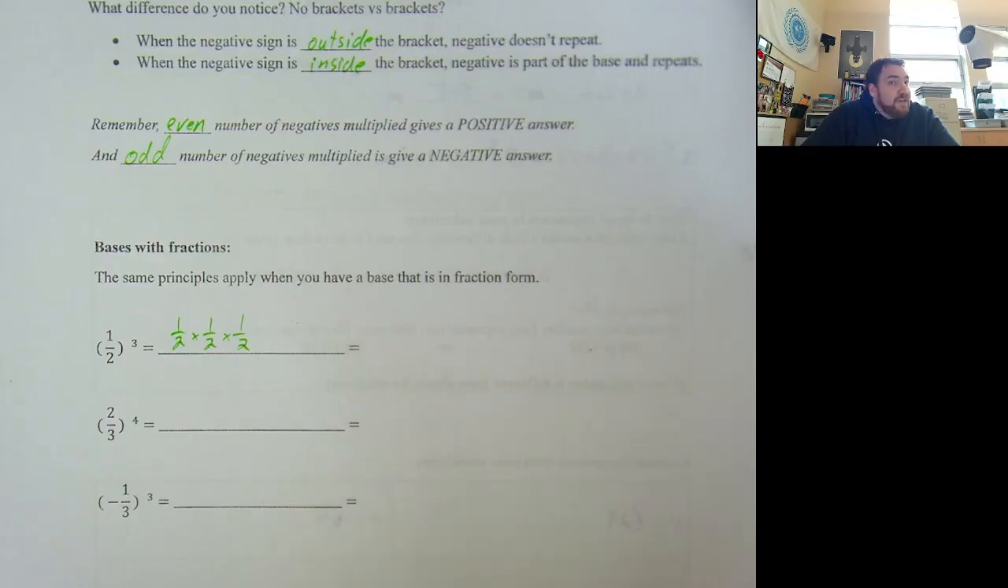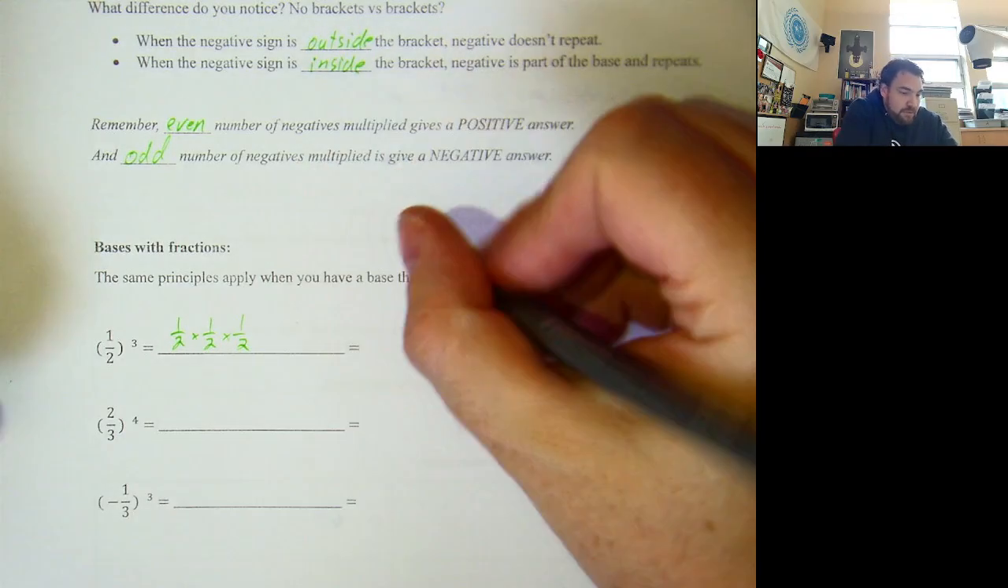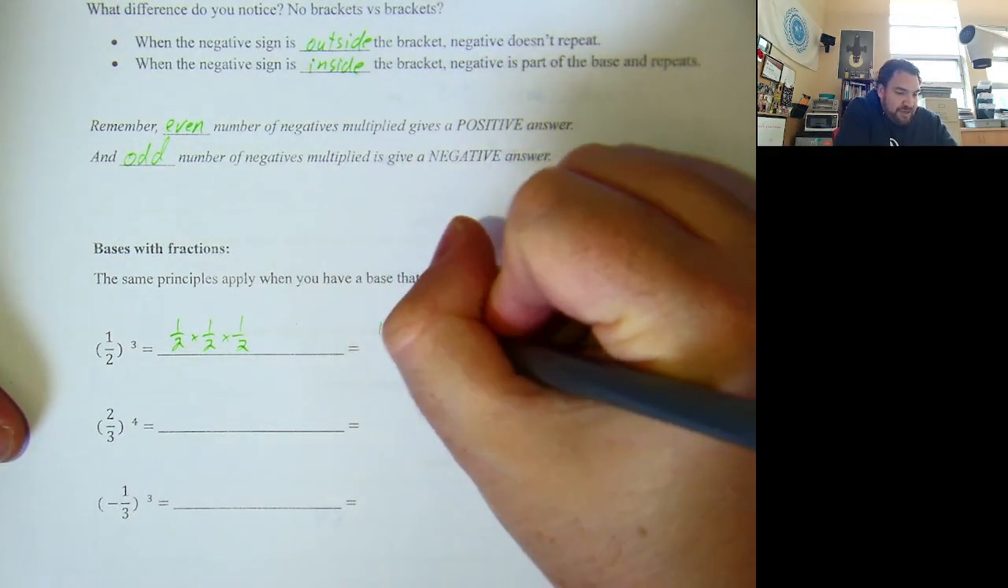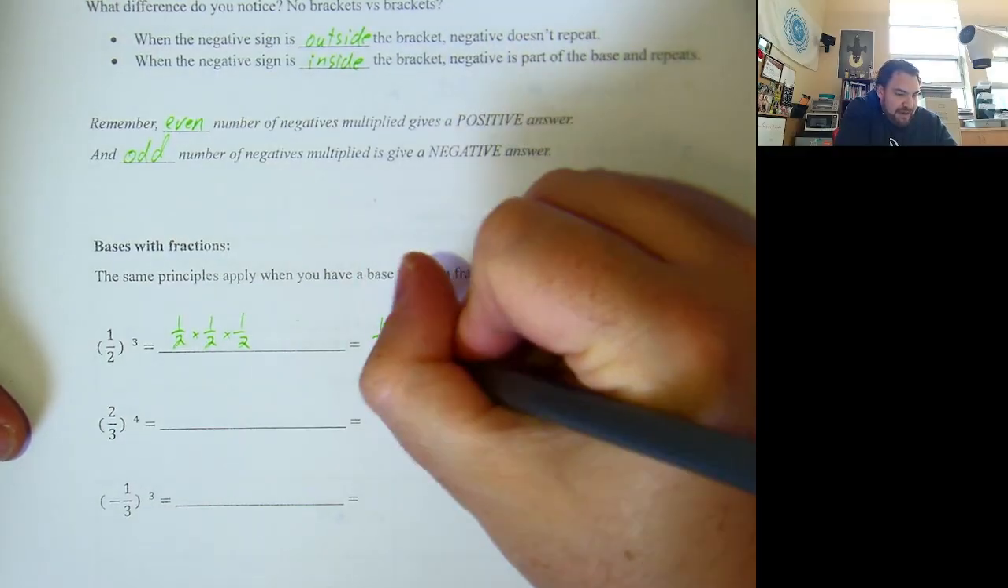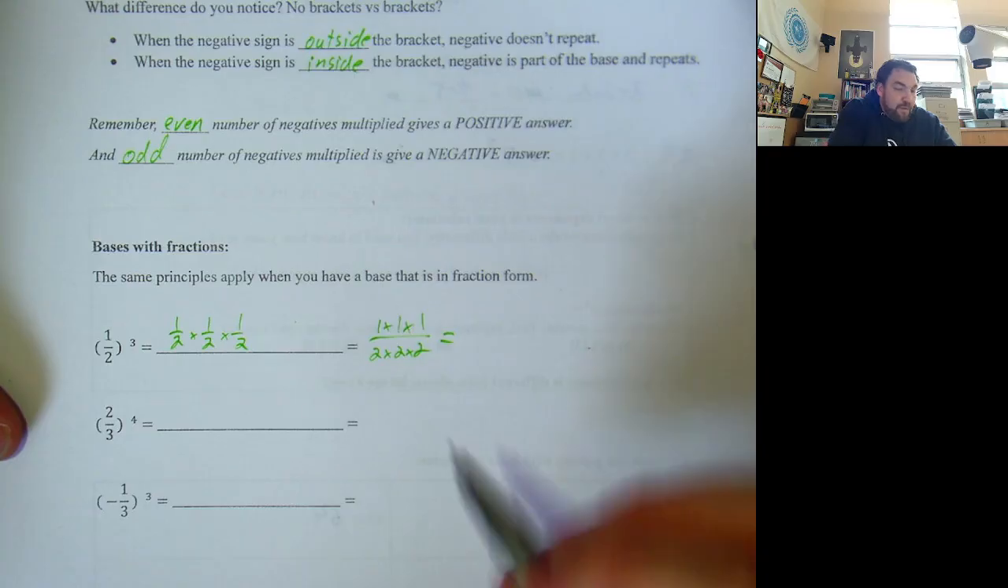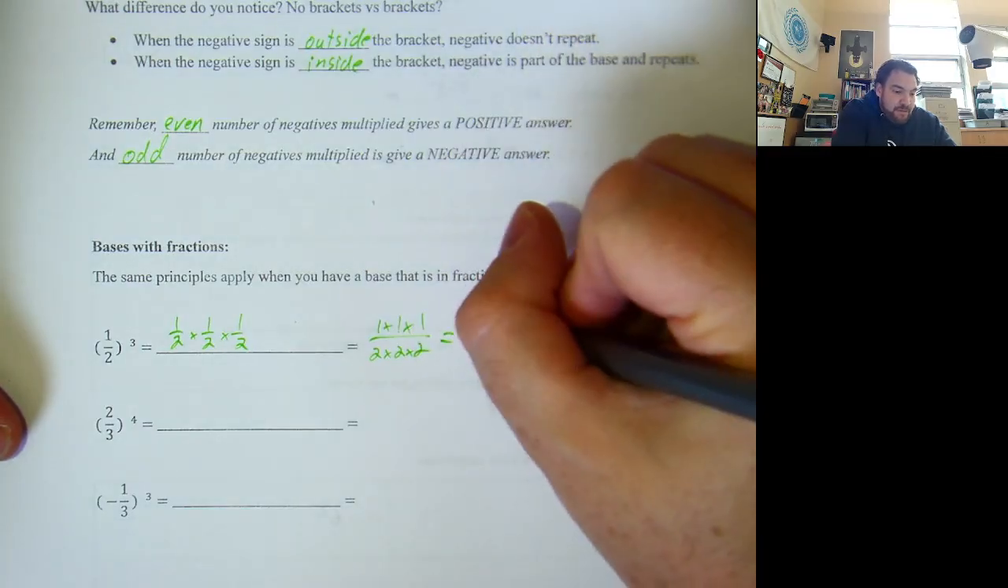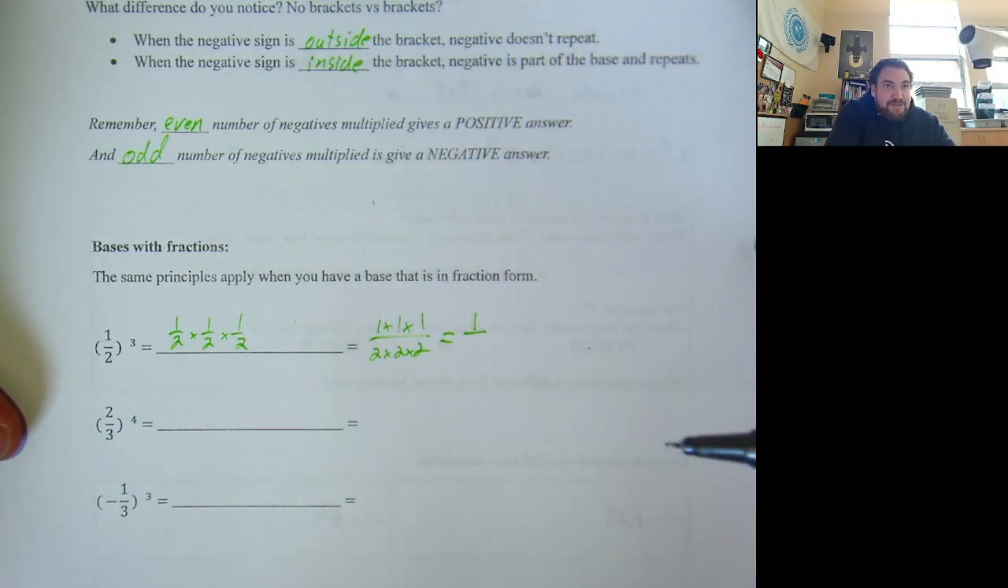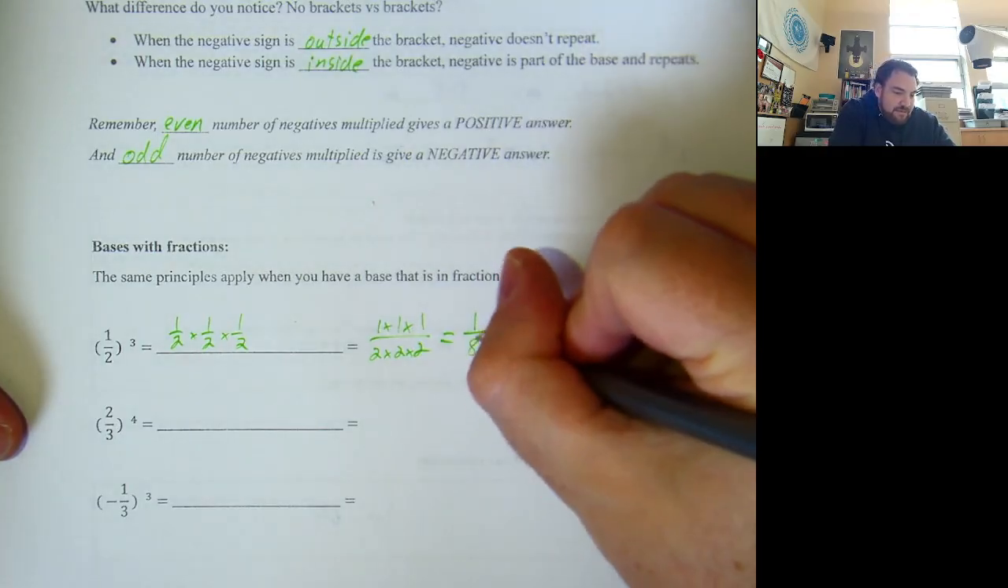And I'm going to argue with you that multiplying fractions is easier than multiplying decimals. Because when you're multiplying fractions, what do you do? You just multiply across the top, multiply across the bottom. So this is going to be 1 times 1 times 1 in the numerator, and 2 times 2 times 2 in the denominator. 1 times 1 times 1 is 1, and 2 times 2 times 2 is 8.